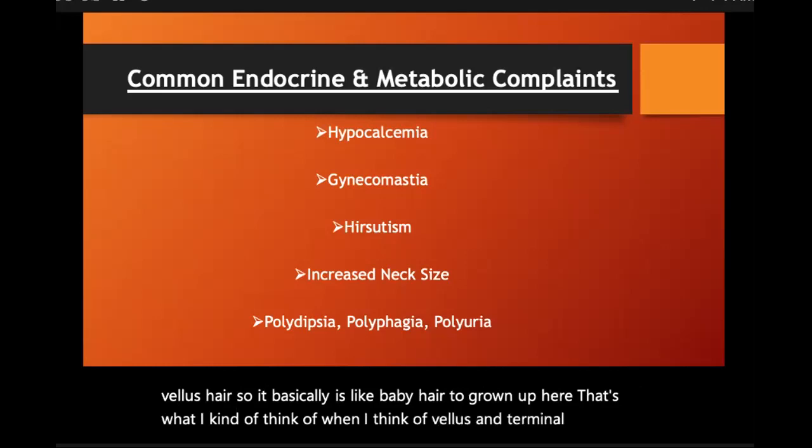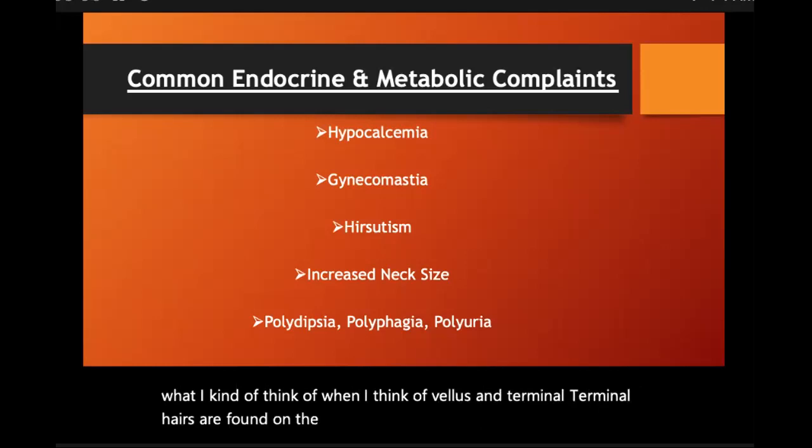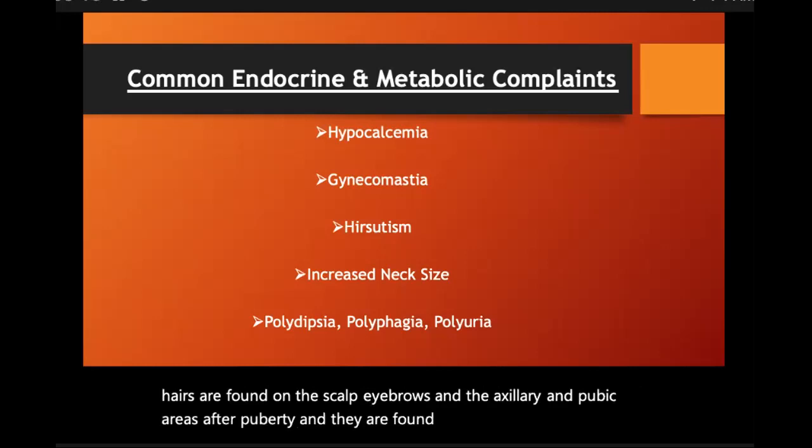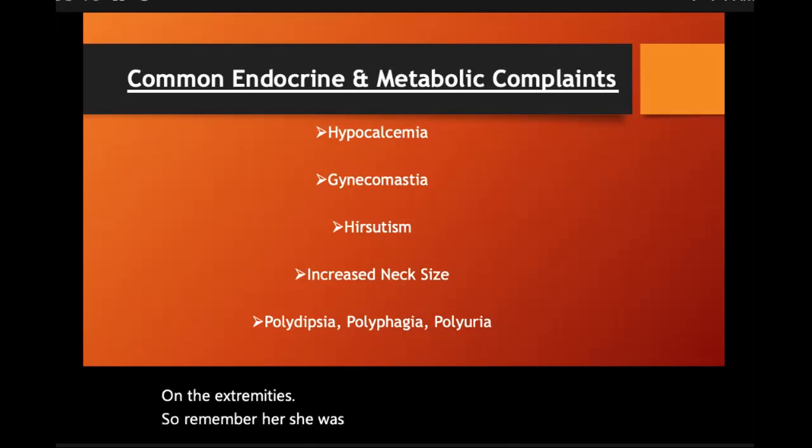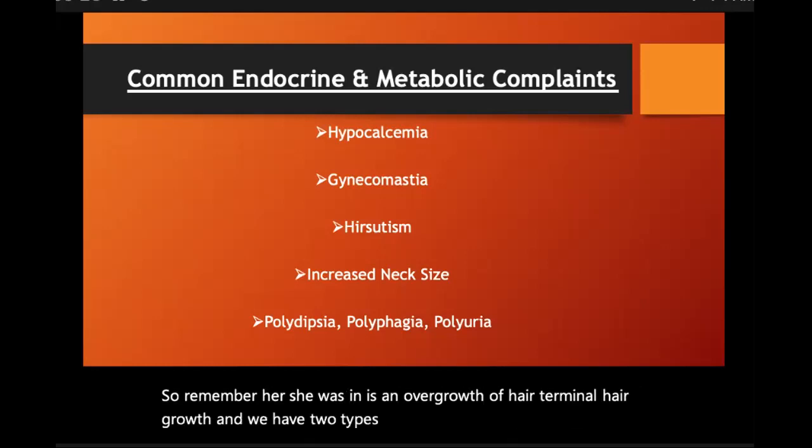Terminal hairs are found on the scalp, eyebrows, and the axillary and pubic areas after puberty, and they are found in lesser abundance on the extremities. So remember, hirsutism is an overgrowth of terminal hair, and we have 2 types, vellus and terminal.